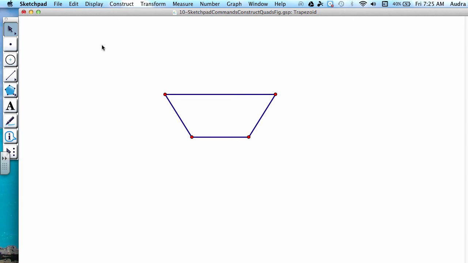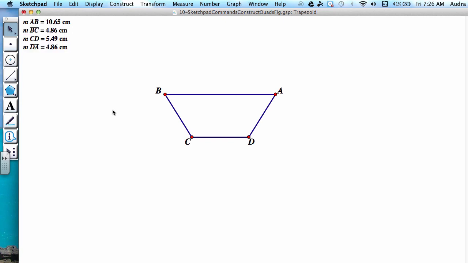In order to verify that our quadrilateral is an isosceles trapezoid, we're going to measure the segment lengths and angle measures. Let's do the segments first. So start by highlighting all of your segments and then go to Measure Lengths. And notice that the two sides that represent the legs of our trapezoid are indeed congruent, so it is isosceles.